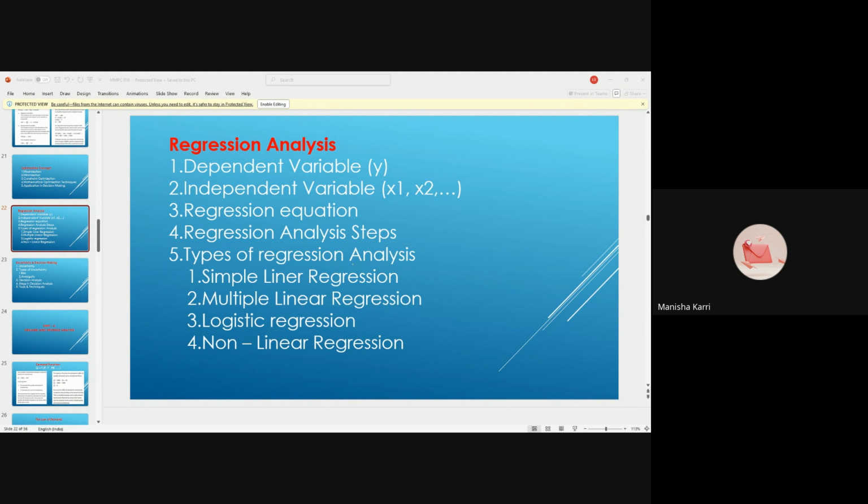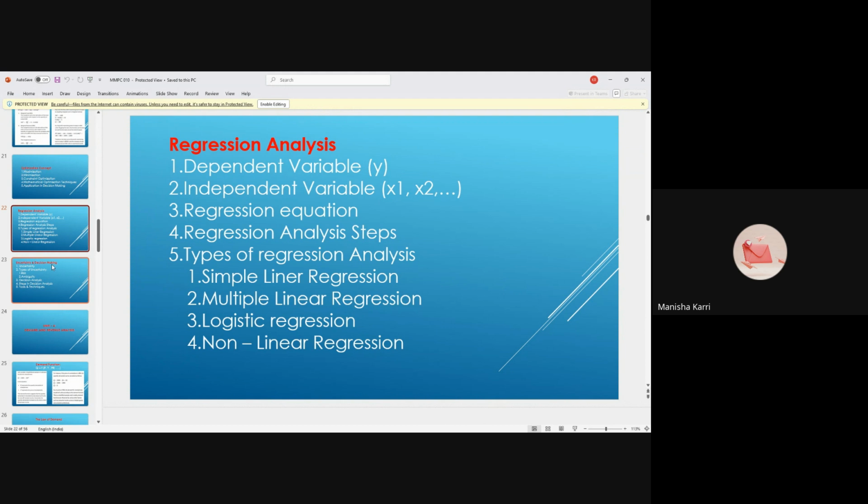So the regression analysis is a powerful tool for decision making in managerial economics, as it allows managers to understand and predict how changes in variables will affect their business outcomes. Okay.